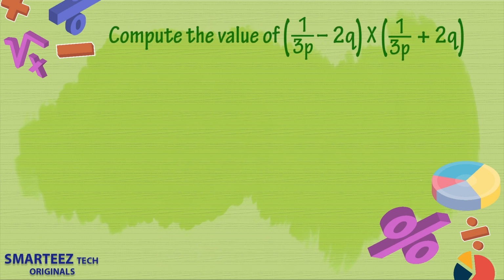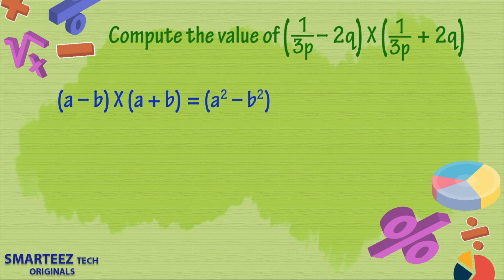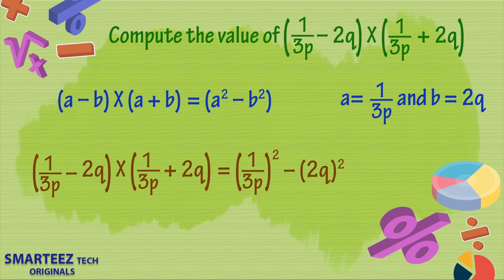Compute the value of (1/3p minus 2q) times (1/3p plus 2q). Solution. Here the binomials are of the form (a minus b) times (a plus b). Please ignore the order in which the two binomials are written, since the product will still be a squared minus b squared. Here, a equals 1/3p and b equals 2q. So (1/3p minus 2q) times (1/3p plus 2q) equals (1/3p) the whole squared minus (2q) the whole squared, which equals 1/9p squared minus 4q squared.